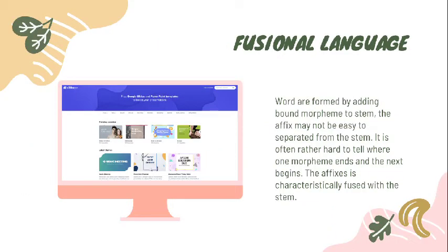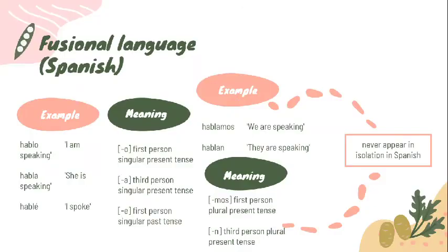The second subtype is fusional language. In fusional language, words are formed by adding a bound morpheme to a stem. The affix may not be easy to separate from the stem. It is often rather hard to tell where one morpheme ends and the next begins. The affix is characteristically fused with the stem. Spanish is one of the examples of this subtype.